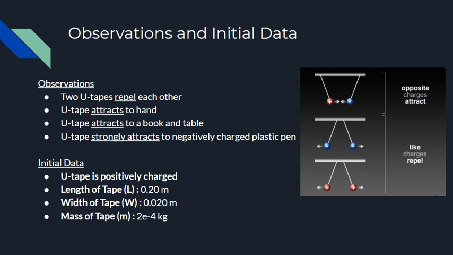In order to find the U-tape's charge, we need to see how it interacts with other objects that have known charges, such as a plastic pen. We know that a plastic pen becomes negatively charged when it's rubbed against cotton or hair. When placed near the plastic pen, the U-tape is strongly attracted, and based on Coulomb's law that unlike charges attract, we can assume that the U-tape is positively charged. Other initial data measured was the length, width, and mass of the tape used.